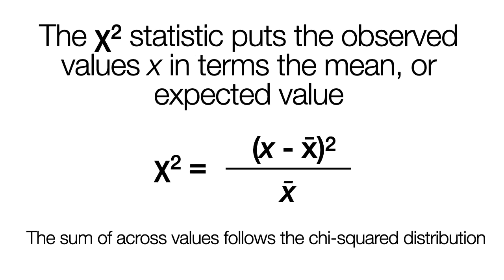We can also now define a chi-squared statistic. The chi-squared statistic puts the observed values x in terms of the mean or expected value. It's just x minus the mean value, squared, divided by the mean value. And the sum across values follows the chi-squared distribution.